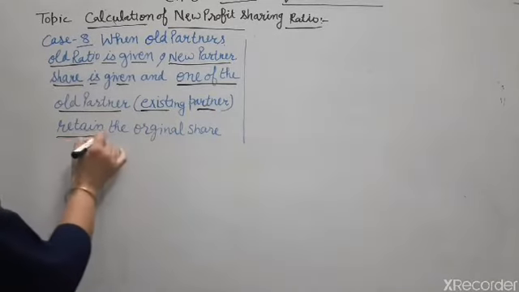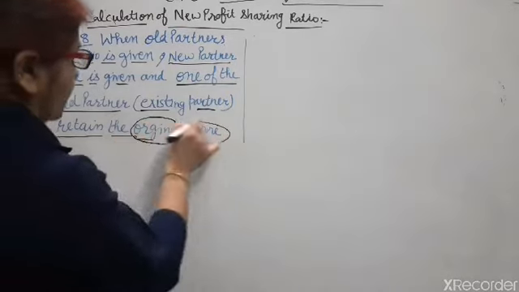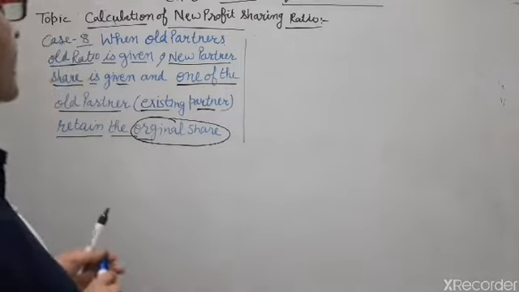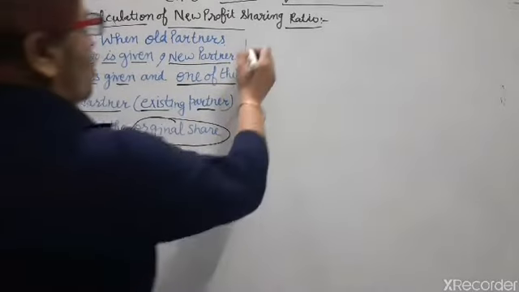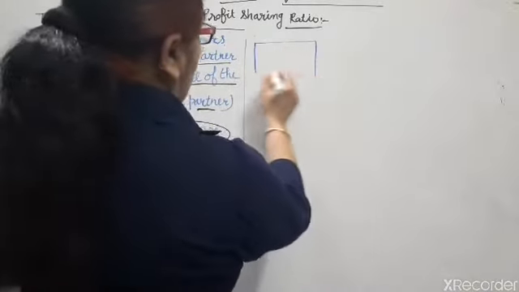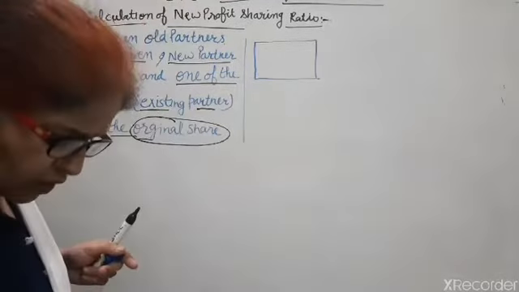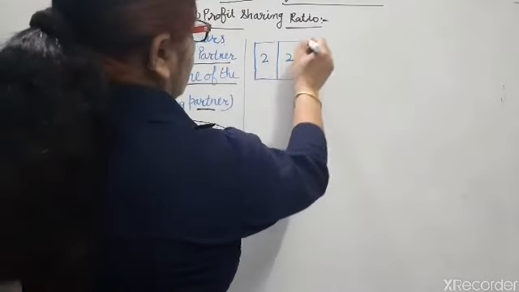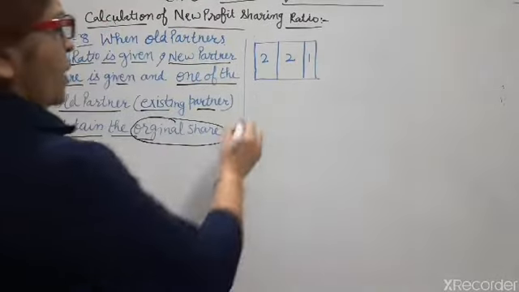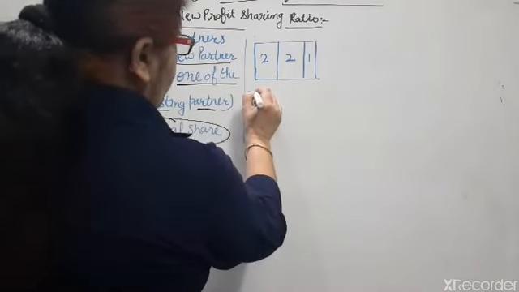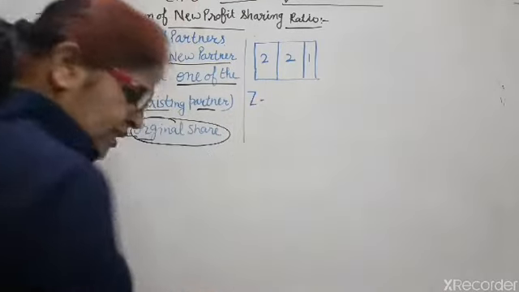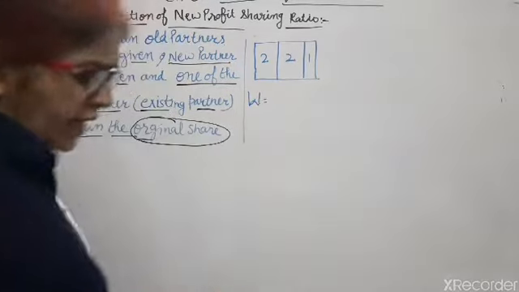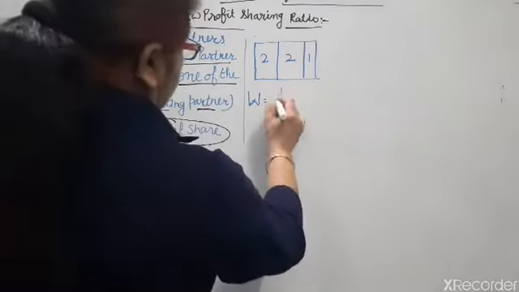He retained his profit in the original share. In this concept, one of the old partners takes their share in the original ratio. For example, there are 3 partners and they are distributing their share in 2:1. And one new partner is admitted, that is W, and he gets the share 1/6.